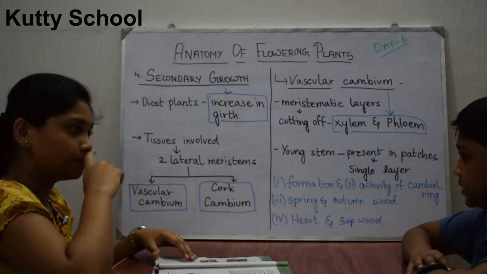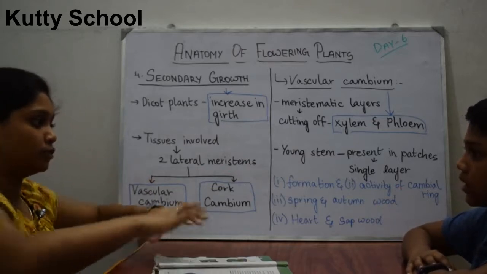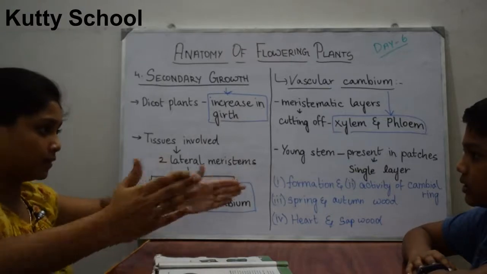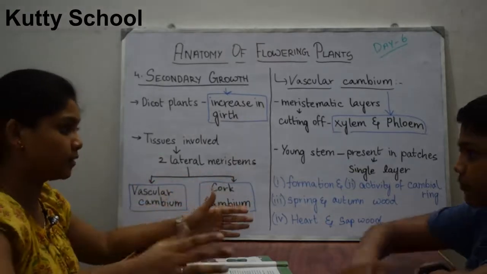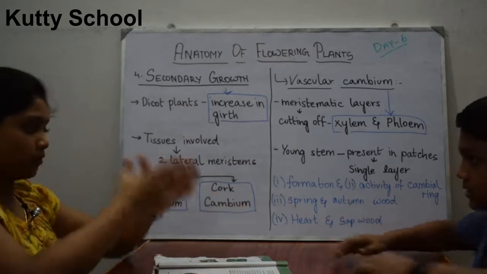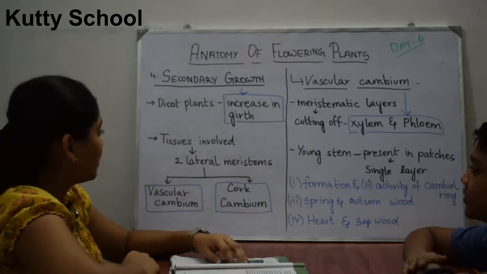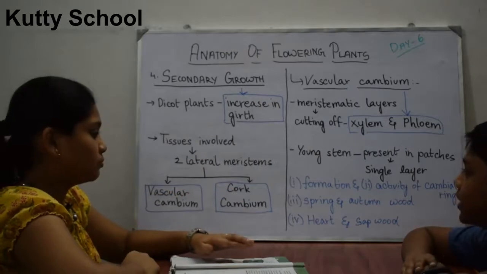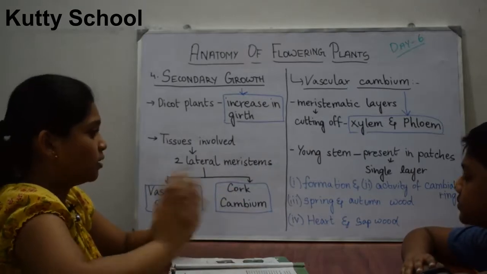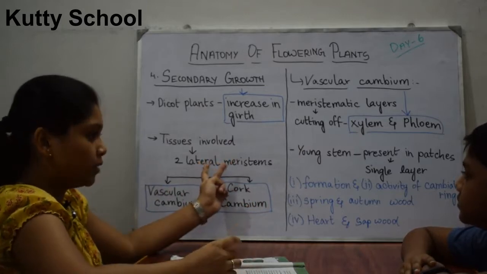Surrounding sides. If you see a banyan tree, it will be very big, right? So it is increasing in girth, like this. Its surface area is larger. It's increasing its size from this stem, like this. And the tissues involved to increase its lateral growth are two lateral meristems.